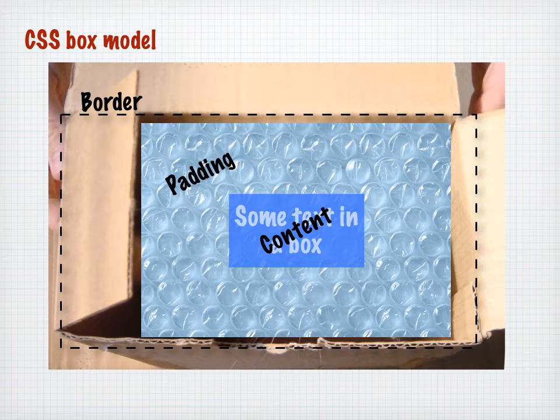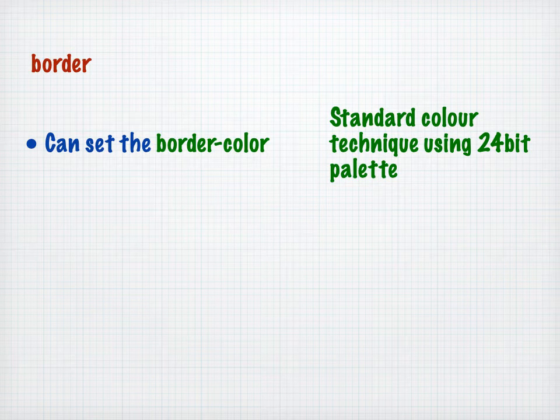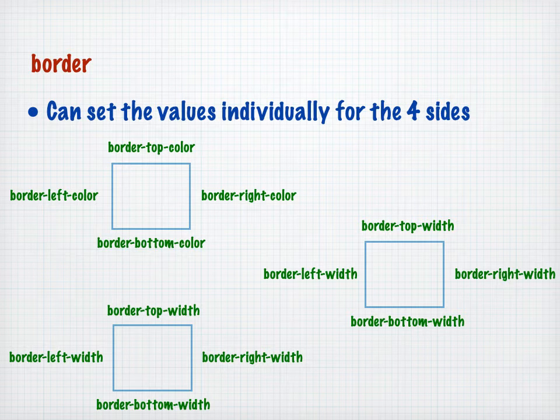So let's look at some examples, and let's have a look at the border. We could set the border style, and there's a whole bunch of built-in words that we can use: none, hidden, dotted, dashed, solid, etc. And we could set the border width. And there's lots of different ways of specifying sizes in CSS and HTML. You could use pixels, you could use points, you could use ems. We could set the border color, and that's done using either the built-in names that we have for colors, or we use the standard hexadecimal notation for colors that you find using the web. And we can set those all at once, or we can set them individually for each of the different sides.